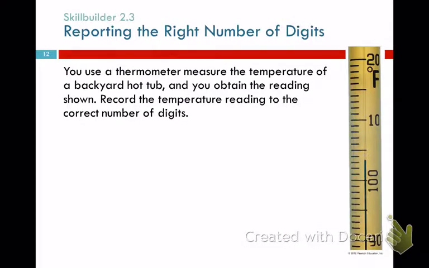What about this thermometer? This might even be today. It's not, but this is your backyard hot tub. In Fresno, you don't need a hot tub to get this temperature. So this is the backyard temperature. Write down what you think it is real quick.